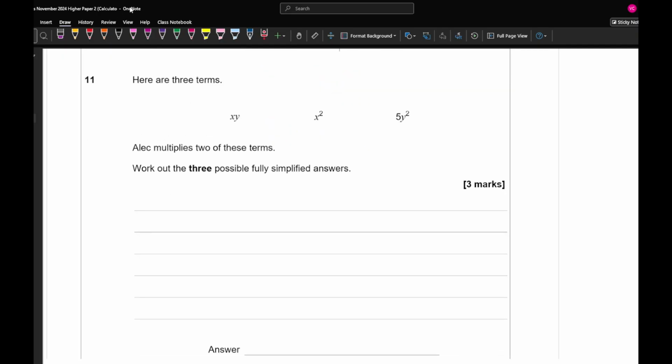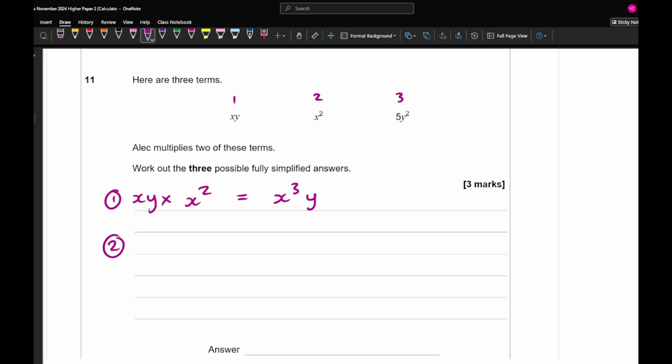Moving on to question 11, it says here are three terms. Alec multiplies two of these terms. Work out the three possible fully simplified answers. So if I first of all label these 1, 2, 3, my first expression is going to be xy multiplied by x squared, and that's going to give me a simplified answer of x cubed y.